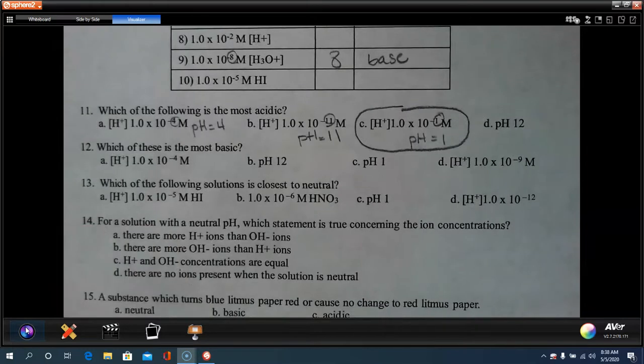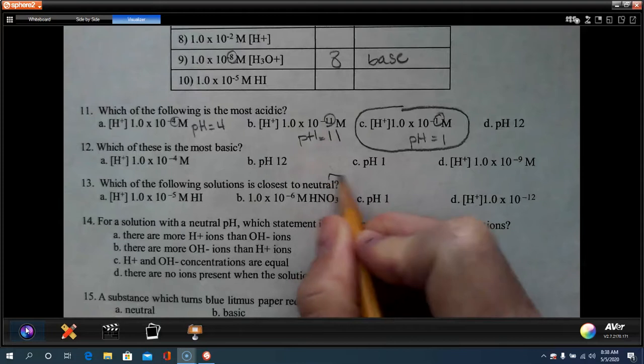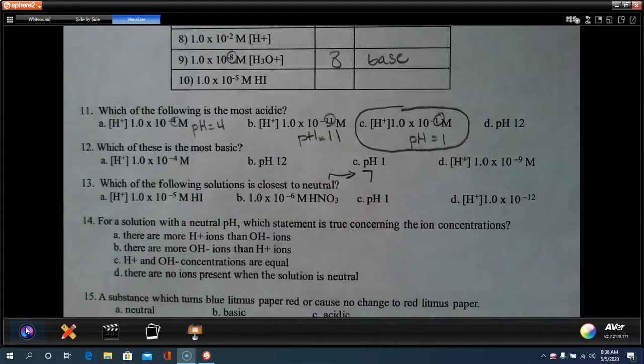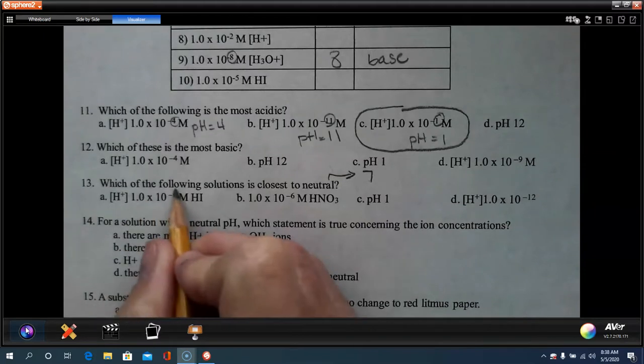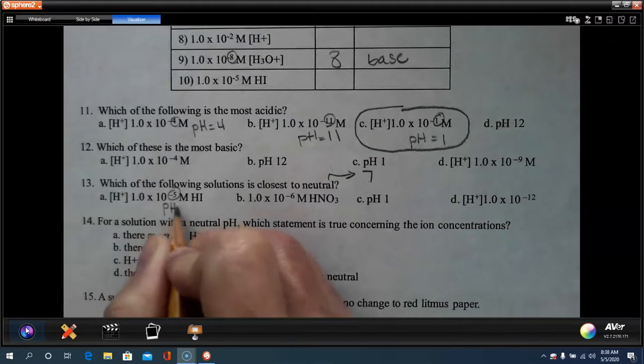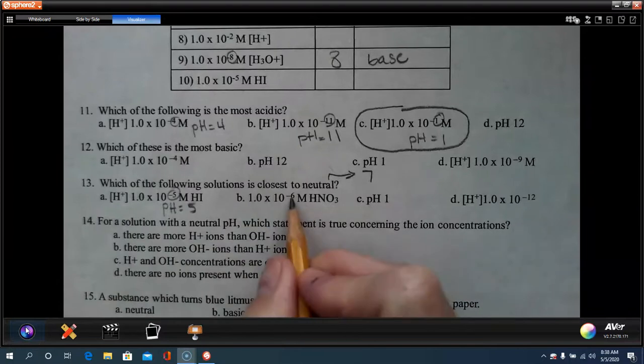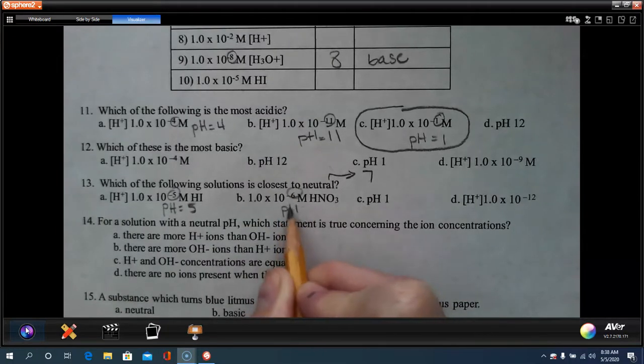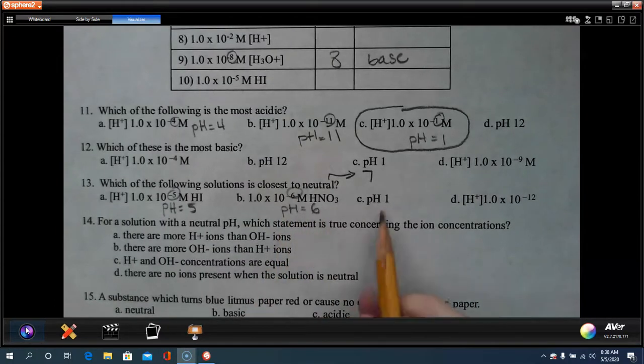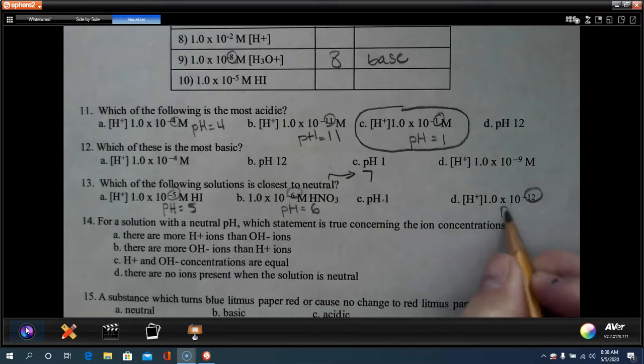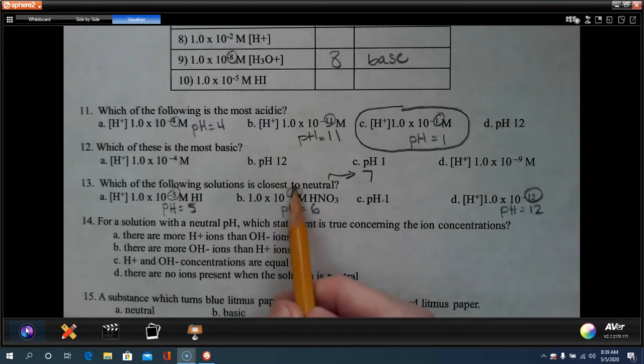Number 13, which of the following solutions is closest to neutral? Well, what's neutral? Neutral is going to be a 7. So let's see which one's closest to 7. So I'm going to convert this to pH. Here my pH is 5. This one, pH is 6. There I've got a pH of 1, which we know is not neutral. And then here I have a pH of 12. Which one's closest to neutral? That would be B, because it's the closest to 7.